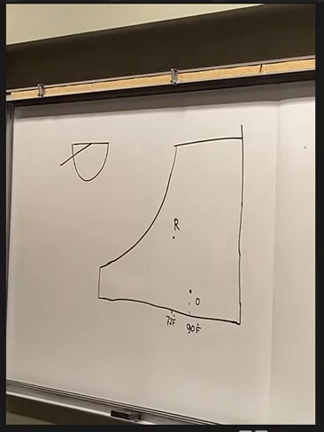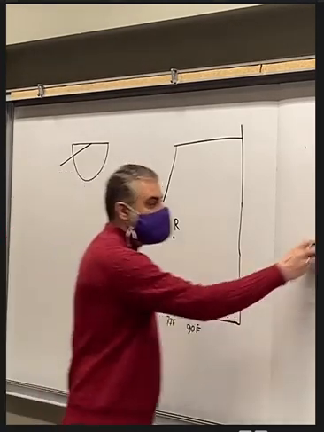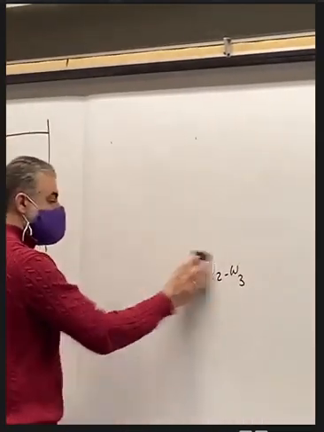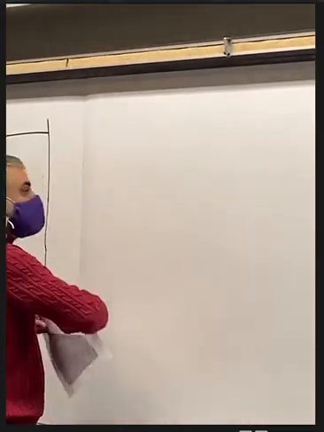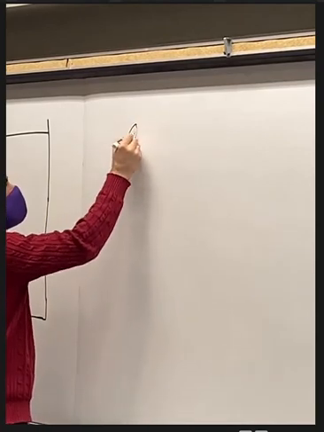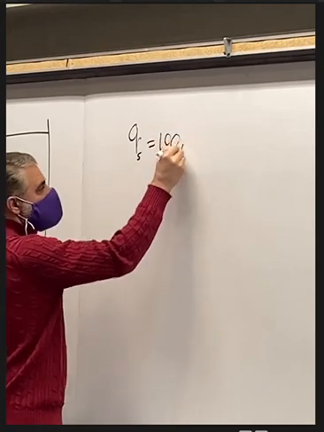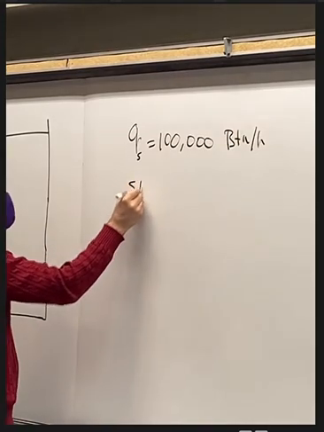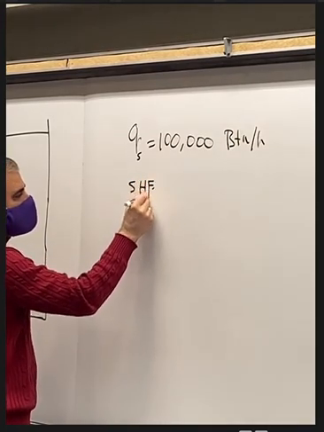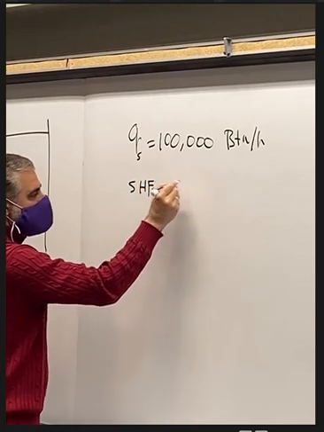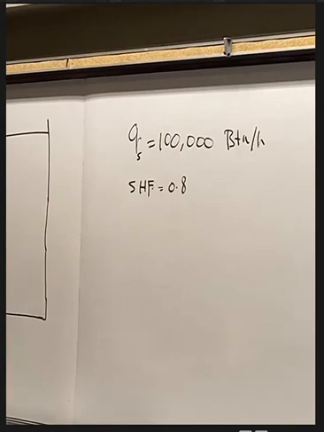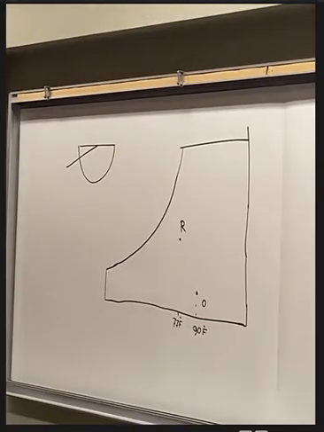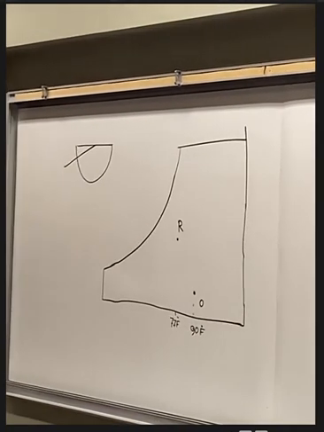And also we know the QS of the space, the sensible load of the space, and also SHF. So QS equal to 100,000 BTU per hour, and SHF equal to 0.8. So how do we size, or how do we design an air handling unit that will be able to satisfy this situation?